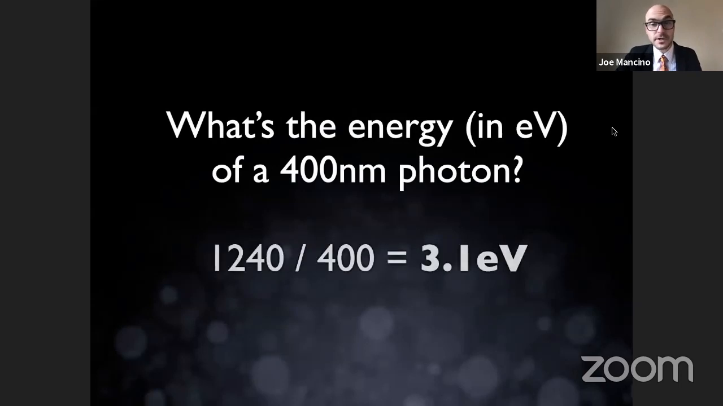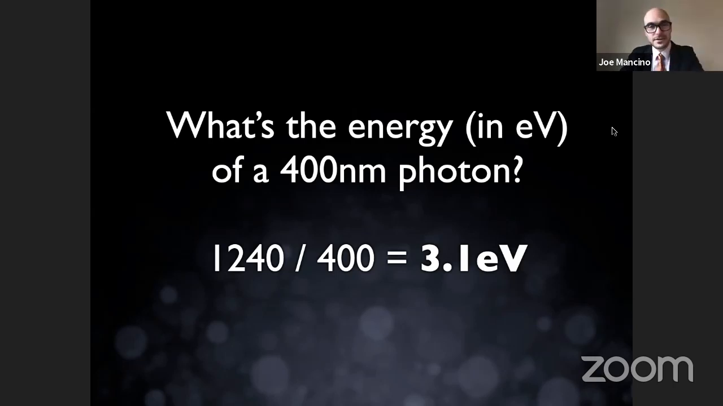What's the energy in eV of a 400 nanometer photon? Well, if energy is hc over lambda, and hc is 1240, it's 1240 over 400, 3.1 eV.